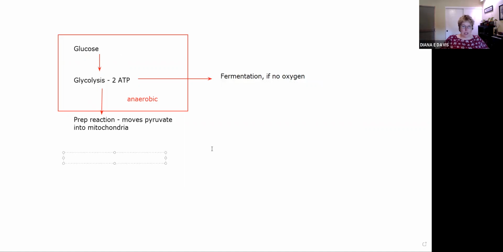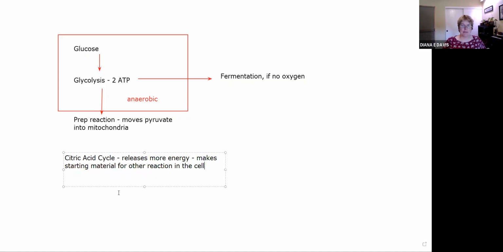So the prep reaction moves everything into the mitochondria where we have the citric acid cycle. And the citric acid cycle releases more energy from that original glucose molecule. And it makes starting material for other reactions in the cell, for manufacturing various other products.